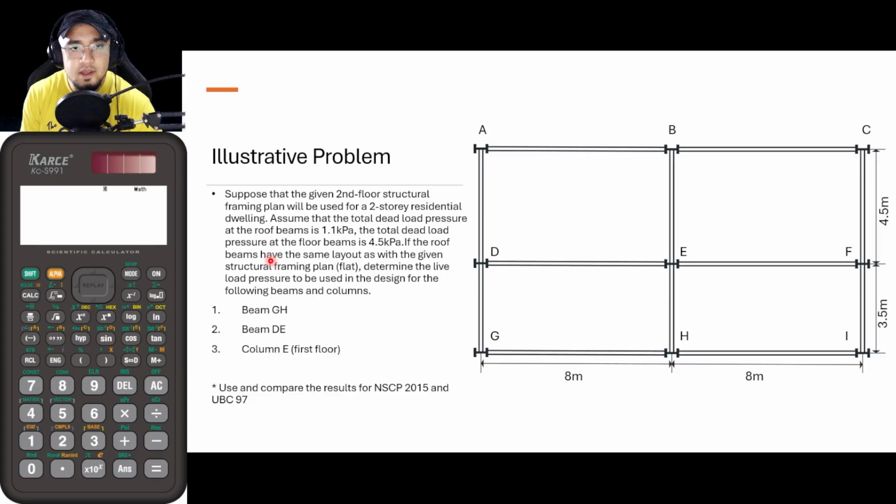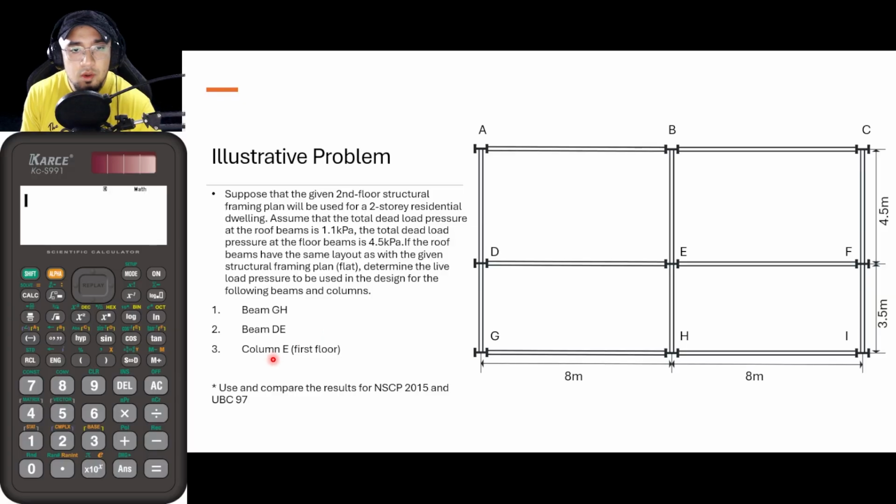If the roof beams have the same layout as the given structural framing plan, which is this, we would be determining the live load pressure to be used in the design for the following beams and columns. We would be solving for the live load pressure for beam GH, which is this beam, beam DE, which is this beam, and column E, which is this particular column, assuming that column E that we will be analyzing is the column at the first floor.